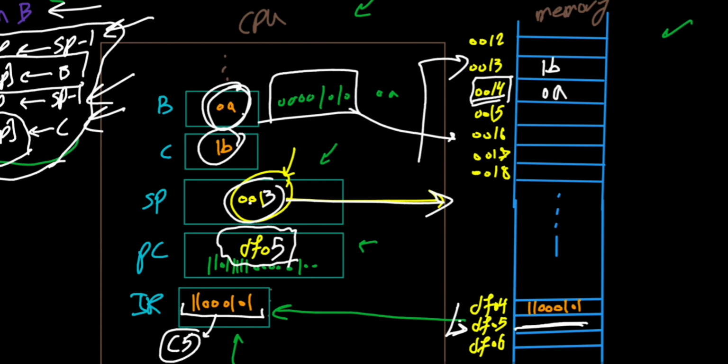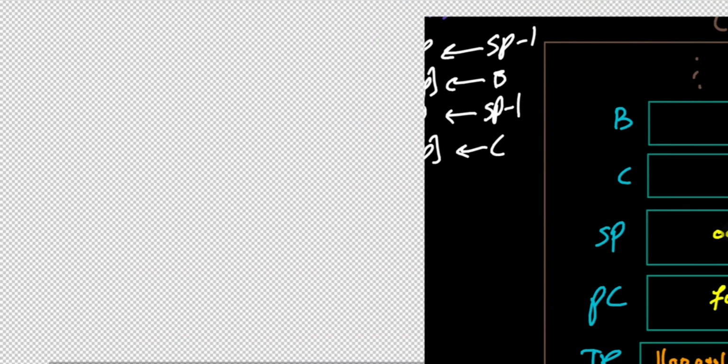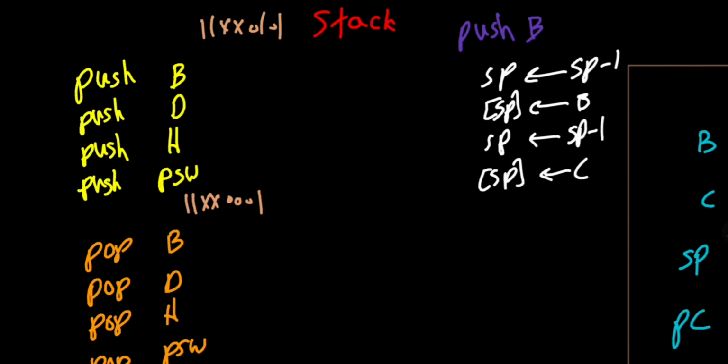And if you notice, when we say we have the BC register pair, it means this is the higher byte and this is the lower byte. It means that we have the value of 0A1B in hex. We said that the higher byte should go to the higher address, and the lower byte should go to the lower address, right? So 0A is the higher byte. It has gone into 0014, which is higher than 0013, which has the lower byte 1B. So this was the execution of push B.